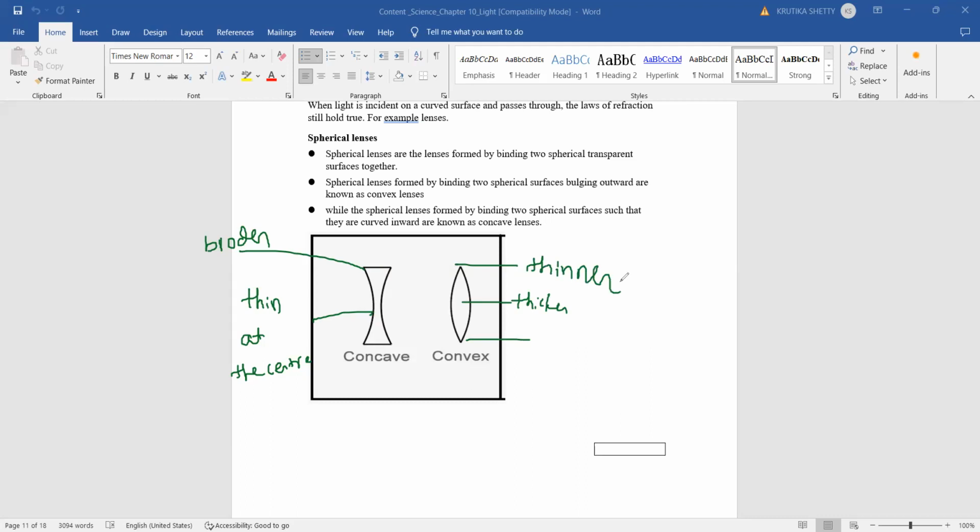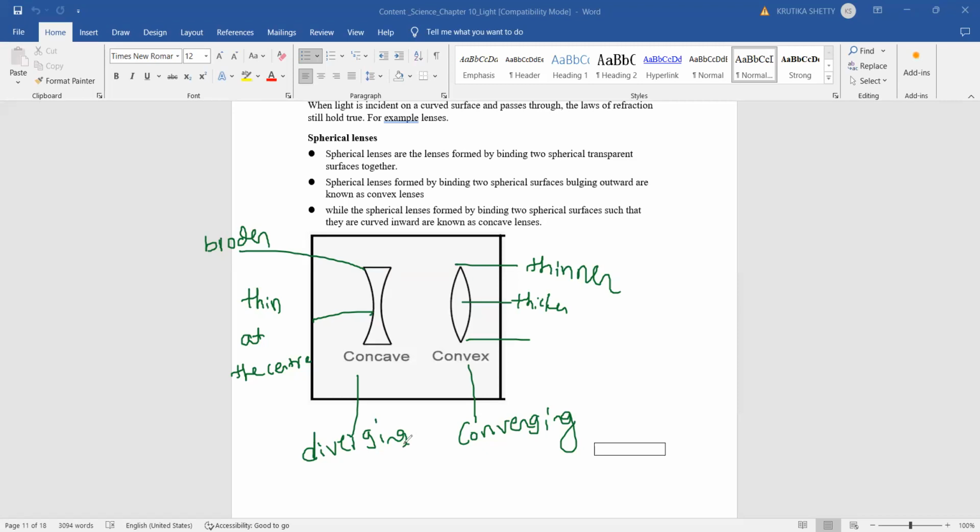Here the convex lenses are called converging lenses, and the concave lenses are called diverging lenses. But if you see mirrors, it is the reverse. What we have studied, concave mirrors are converging and convex mirrors are diverging. But here it is reverse. So clearly remember the difference between both.